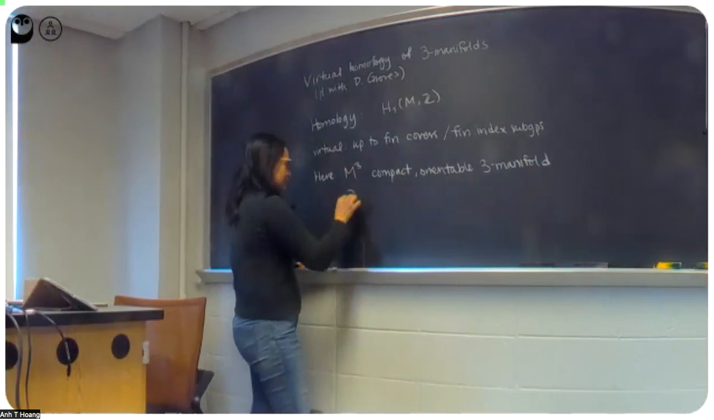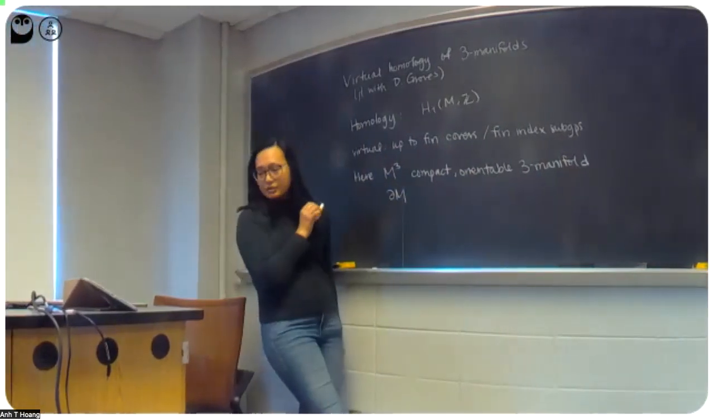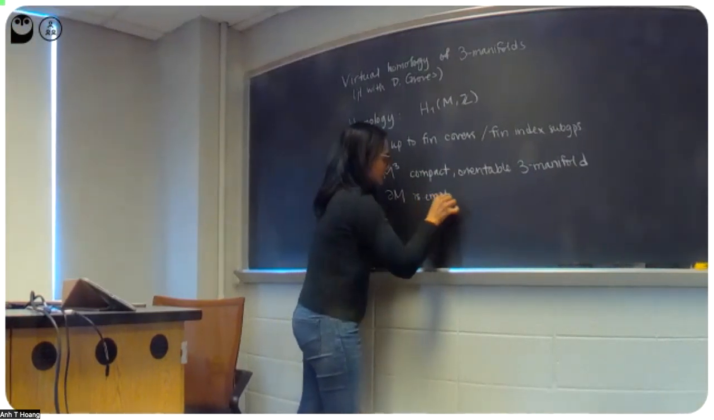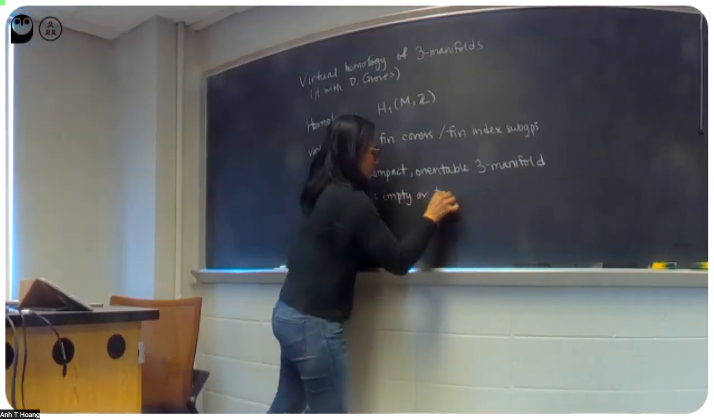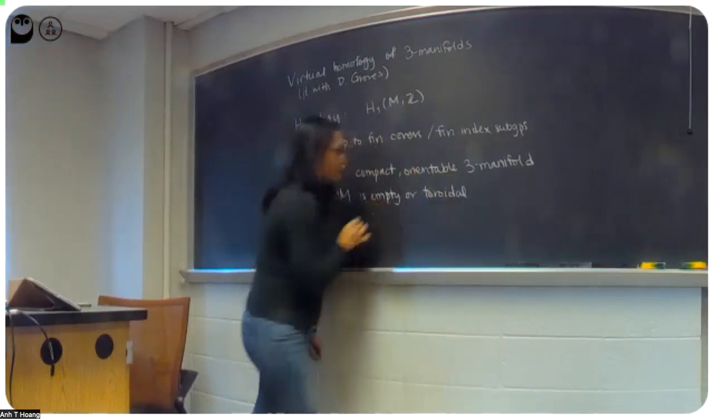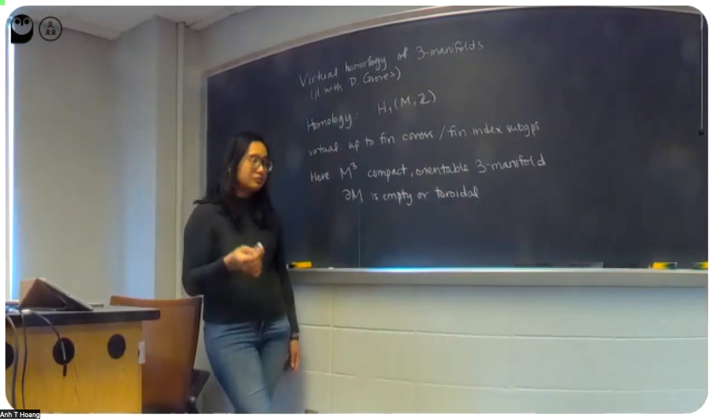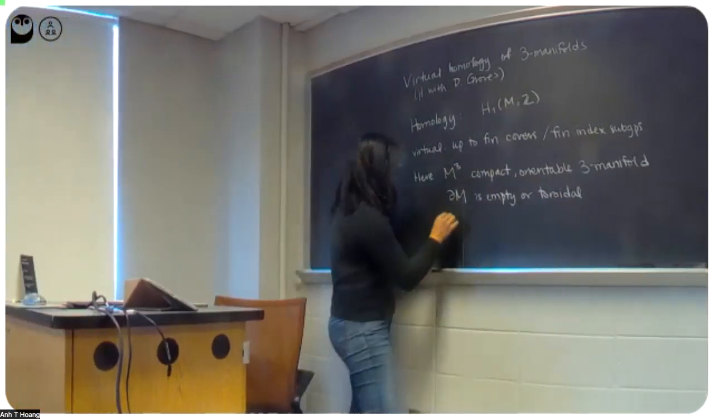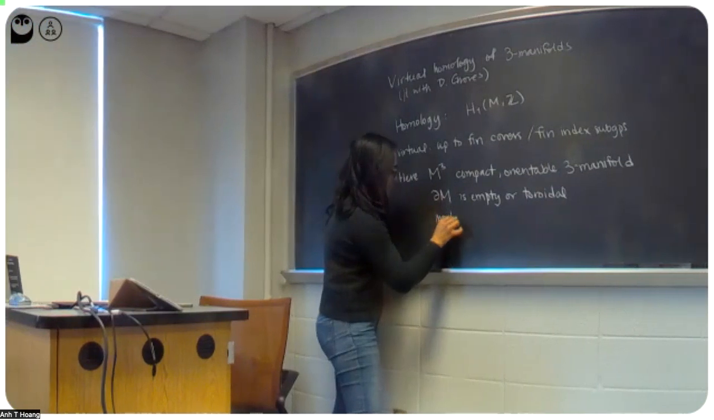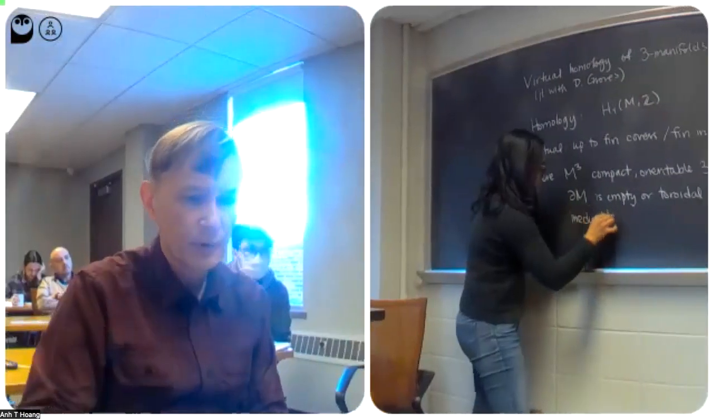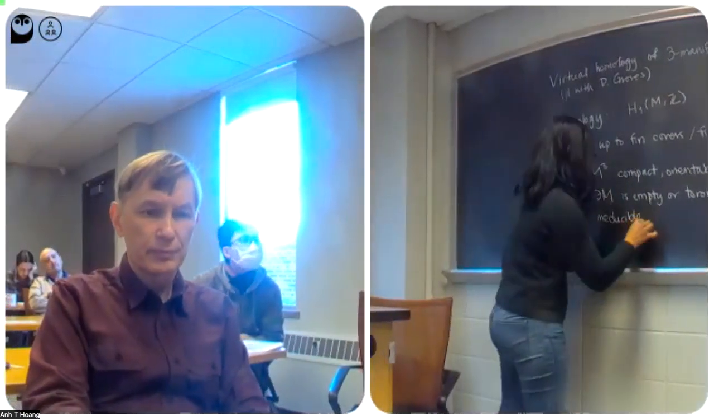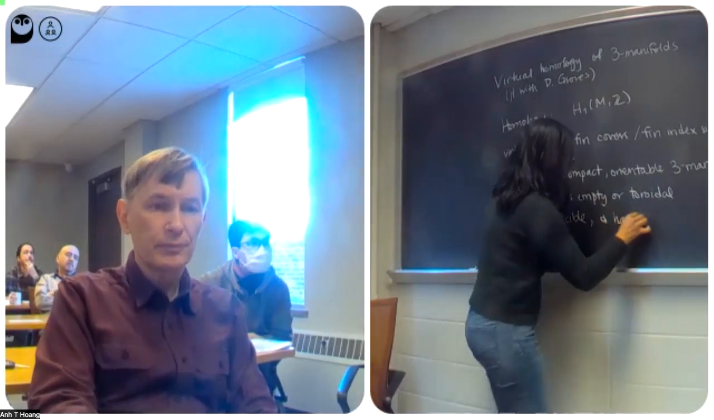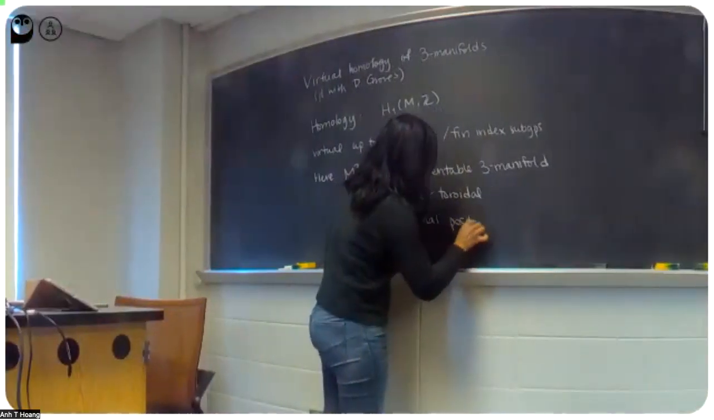It can have boundaries. Let me say that the boundary of M is either empty or toroidal. So that just means that it's some disjoint union of tori. And the last thing I want to say is that M is irreducible and has positive simplicial volume.